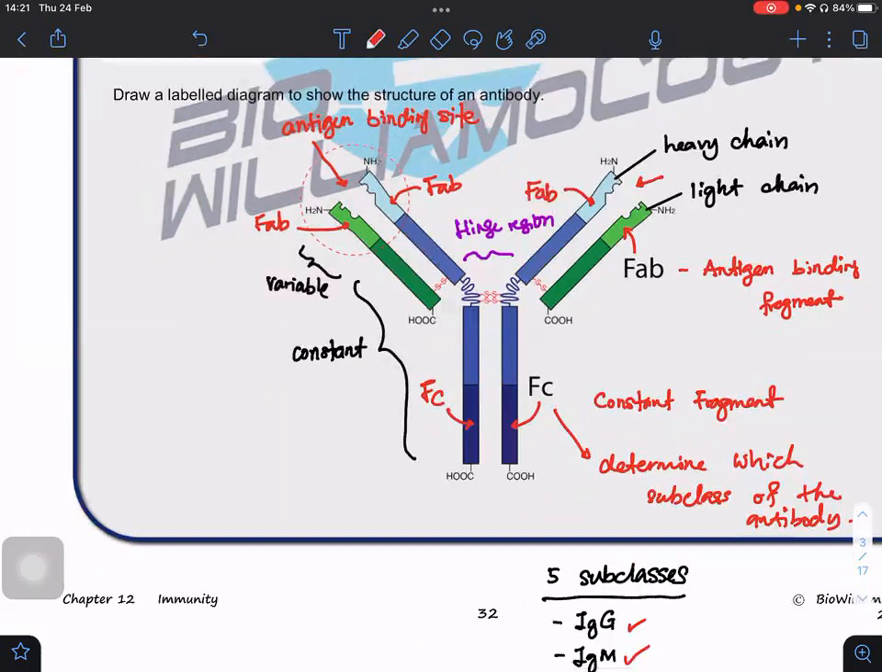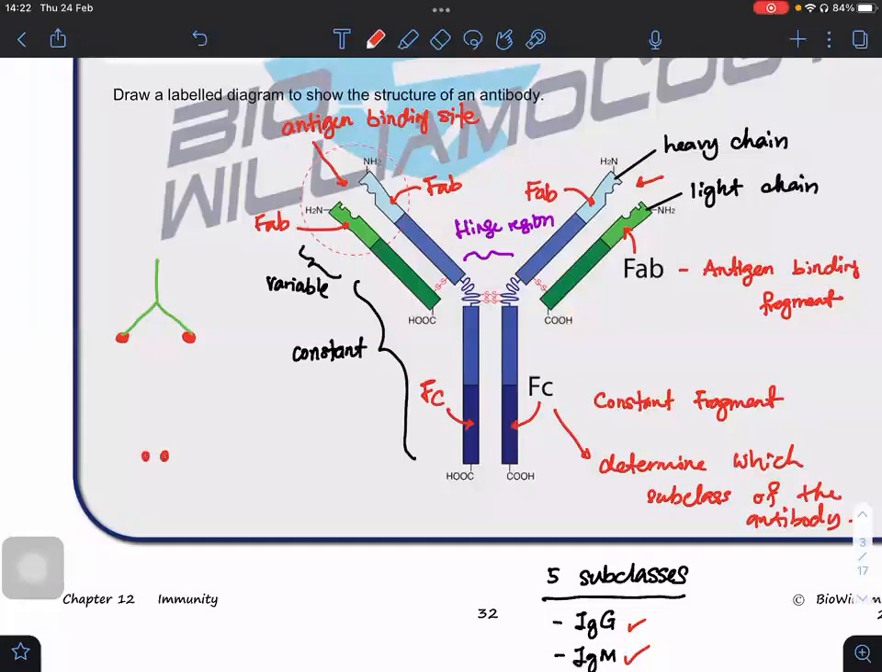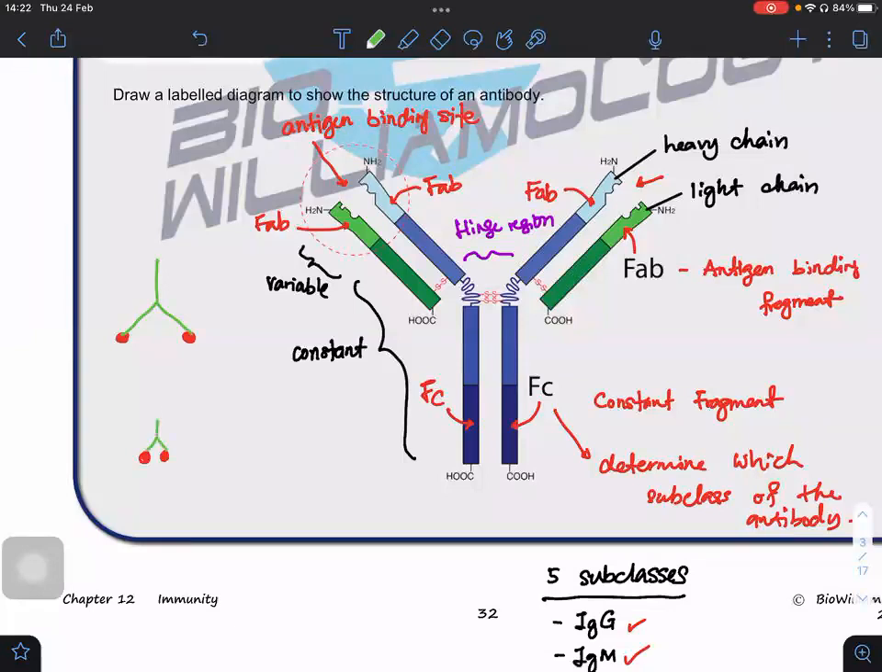Try to imagine I have antigens. These 2 antigens are far away from each other like this. It means the same antibody can open up long enough, distant enough, to bind. Are you clear? So 2 antigen binding sites. If these 2 antigens are very near, it doesn't matter, our antibody will still be able to bind because the hinge region gives the flexibility.